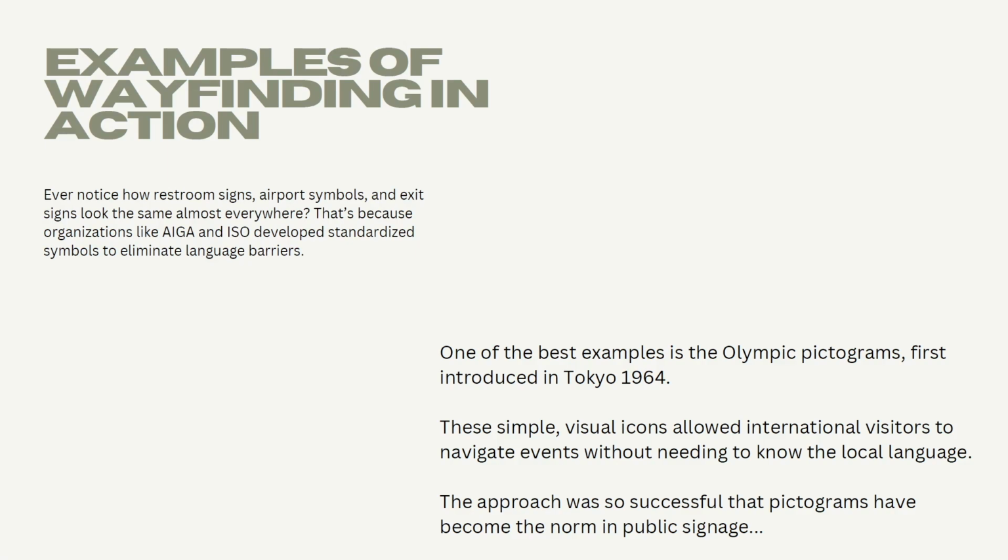If we think about it, the restroom signs, the airport symbols, exit signs, they almost look the same everywhere. Organizations like AIGA and ISO developed standardized symbols to eliminate language barriers so that no matter where you are, there was a sort of universal understanding of that symbol. One of the best examples is the Olympic pictograms, first introduced in Tokyo in 1964. These were simple visual icons that allow international visitors to navigate events without needing to know the local language. It was so successful that pictograms have become the norm in public signage.